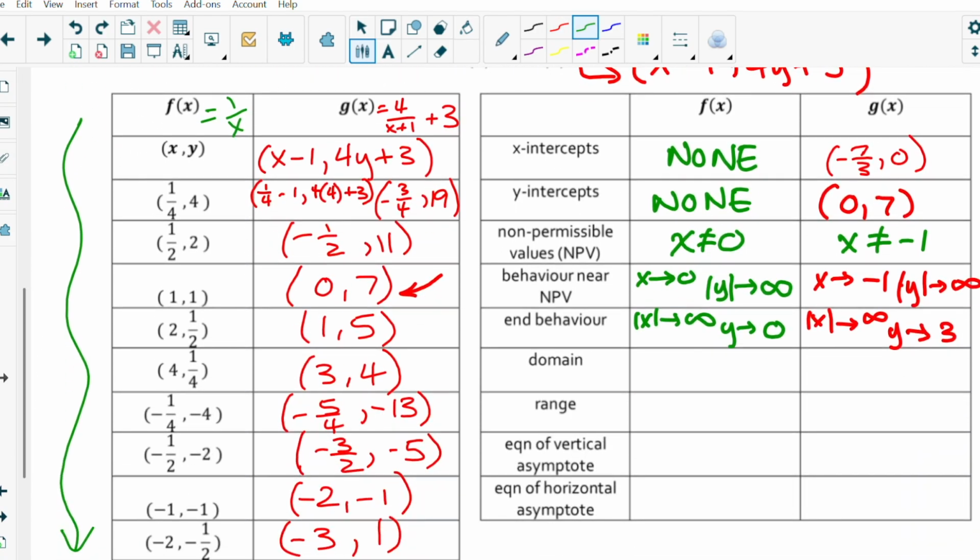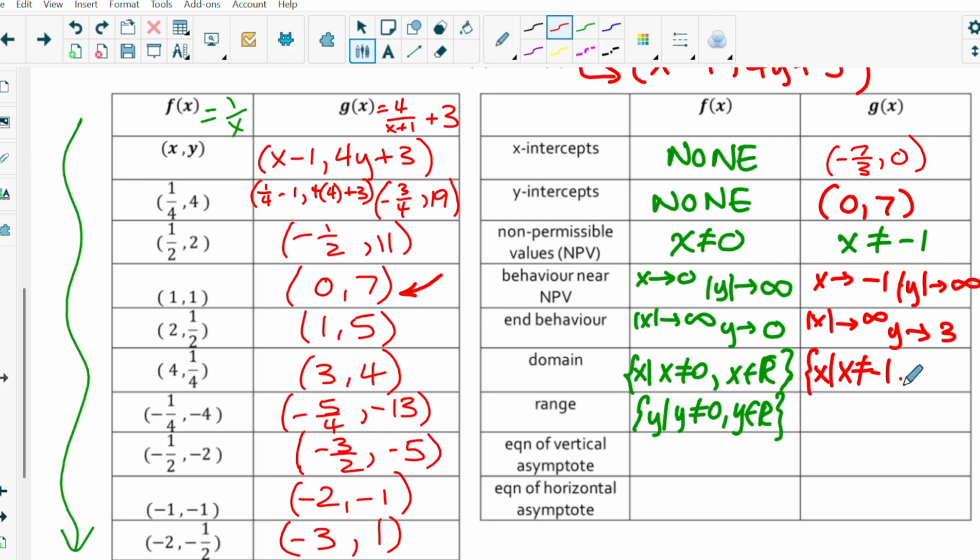Domain: x such that x does not equal 0, x is an element of all real numbers. Range: y such that y is not equal to 0, y is an element of all real numbers. How about for our transform function? X such that x does not equal negative 1, x is an element of all real numbers. And for the range, y such that y does not equal 3, y is an element of all real numbers.